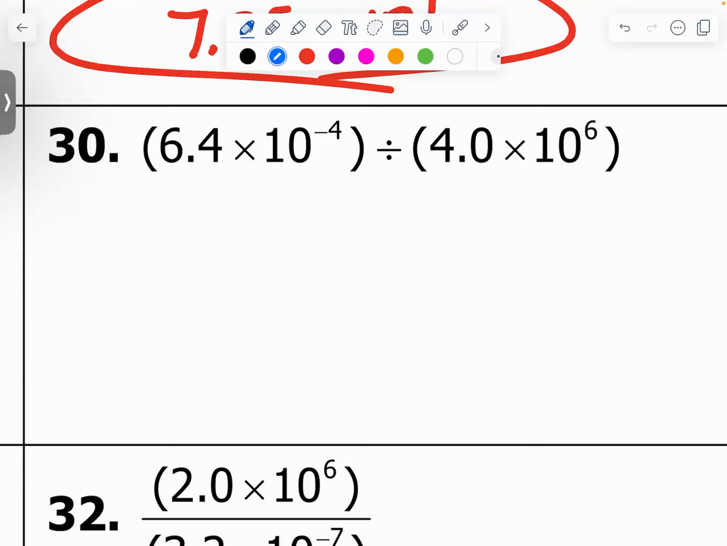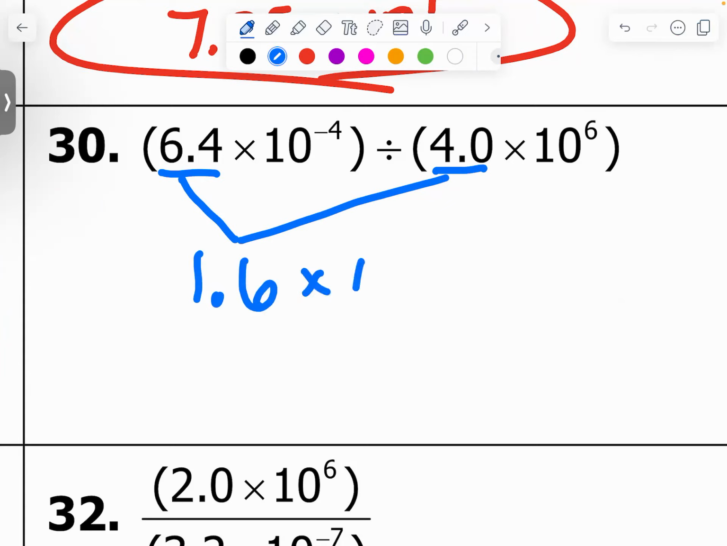Jacob Carpenter. What do we do with 6.4 and 4.0? Okay, could you do that for me, please? When we take 6.4 divided by 4.0, what do we get? I don't know. 1.6. I asked you to do it in your calculator. Okay, now, what do we need to do with our exponents since we're dividing? We know we need to subtract our exponents. Okay?